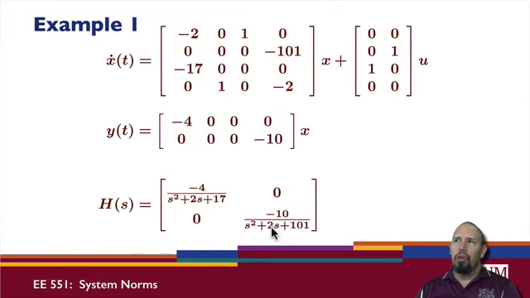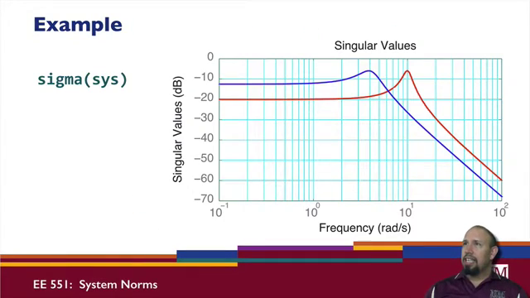Diagonal form. One of the nice things about a diagonal form is that it makes computing the singular values really simple, because they're associated with the magnitude of the diagonal values. Okay, so if I go through and do sigma for a system that has these, this is the plot that I would get. This plots all the singular values.